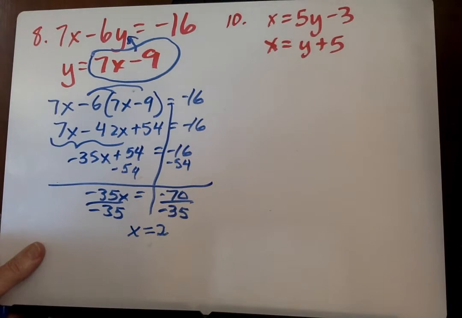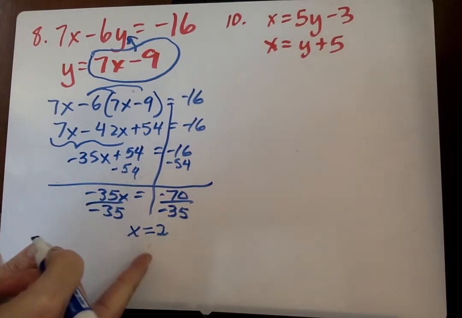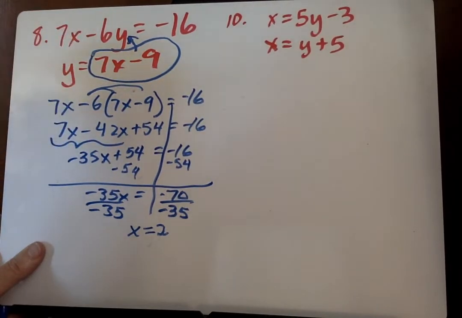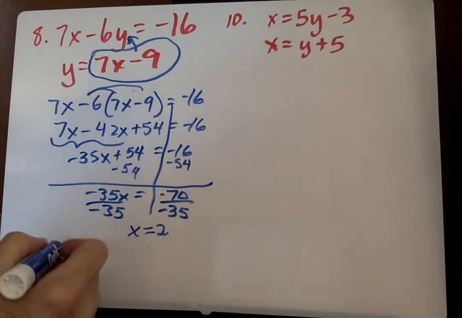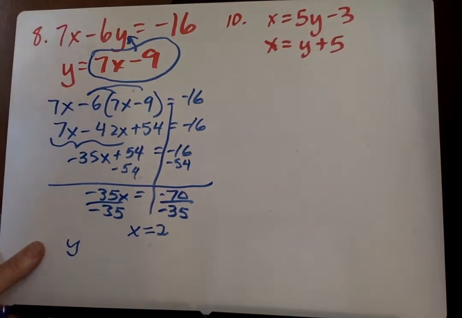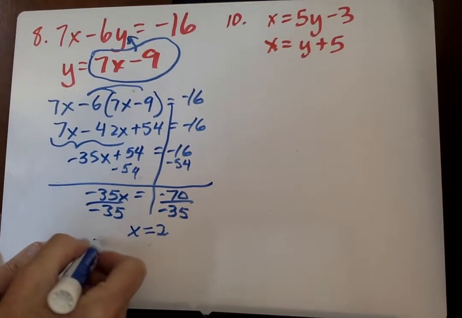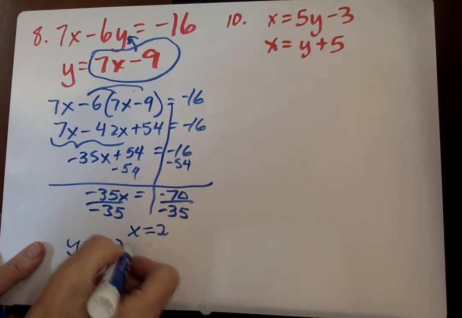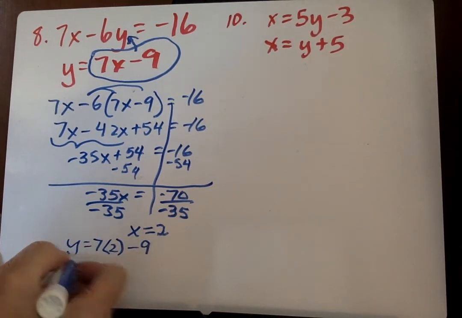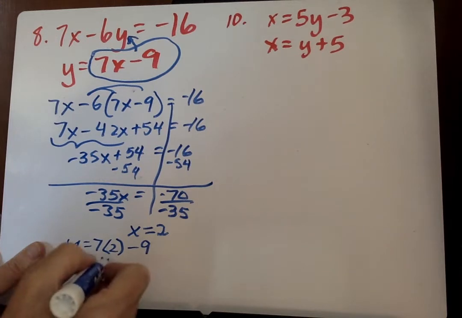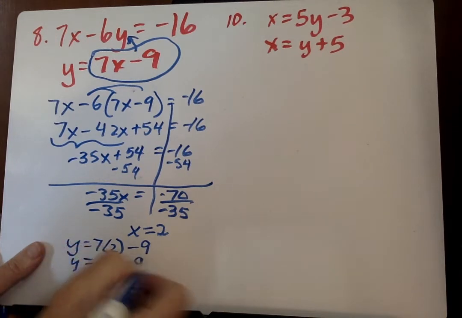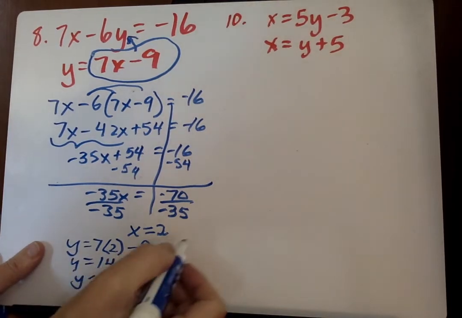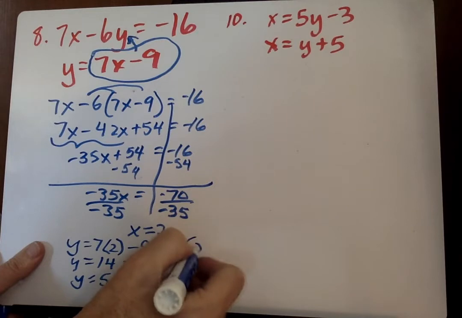And x equals 2. Now, we don't know what y is yet, so we need to plug it back in. So we're going to plug it back in to the easier equation. Since this is solved for y, that's a little bit easier. So I'm going to put y equals 7x, so for the x, I'm going to substitute in the 2, minus 9. So y equals 14 minus 9. So y equals 5. So your answer is going to be 2, 5.